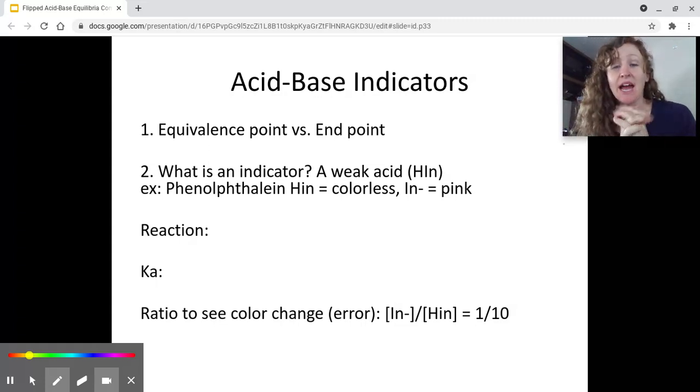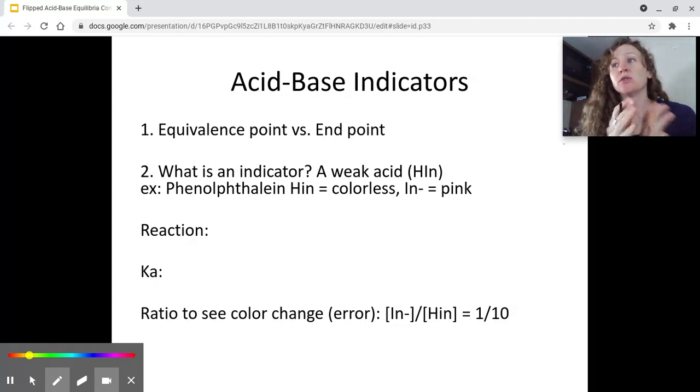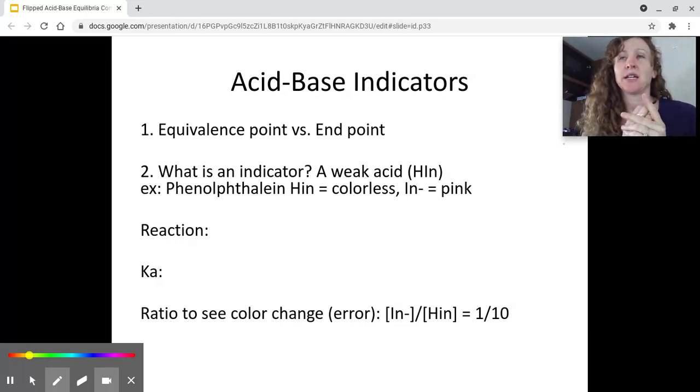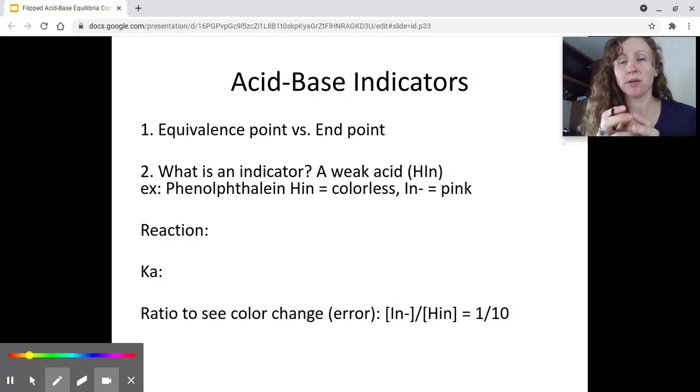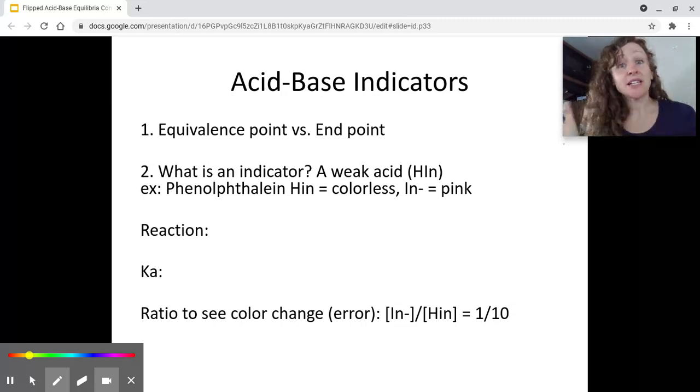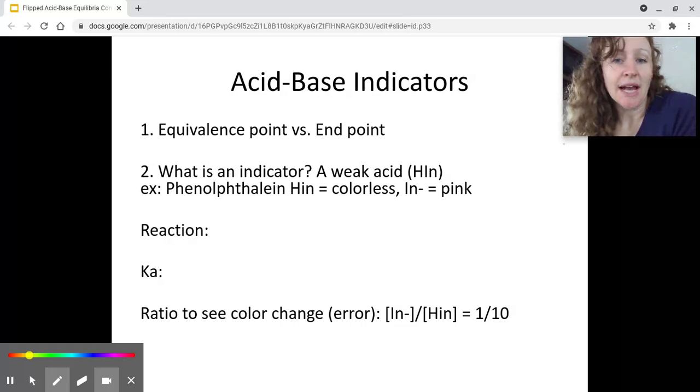So after this, what we're going to do is move into a similar idea of the application of equilibrium as it pertains to precipitation. So that's the next topic that we're going to do. But as for now, all we really have to talk about are acid and base indicators.